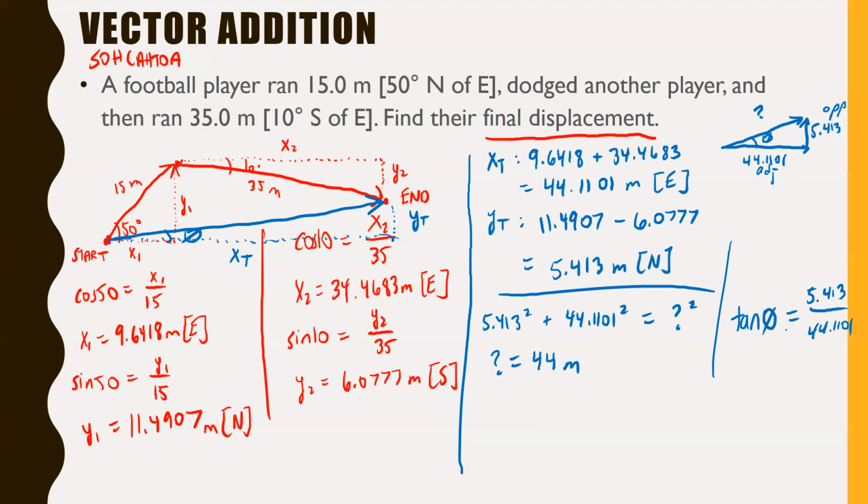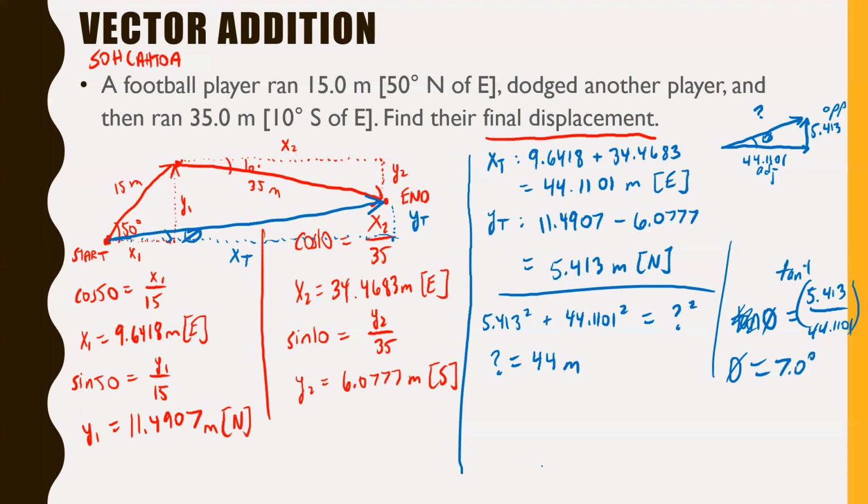To solve for this angle, we just have to use inverse tan on both sides. So take the inverse tan of this fraction right here. Inverse tan of this side just gets rid of it. Long story short, the inverse tan of 5.413 divided by 44.1101. This gives me, to 2 sig digs, this one actually rounds up quite nice, 7.0 degrees.